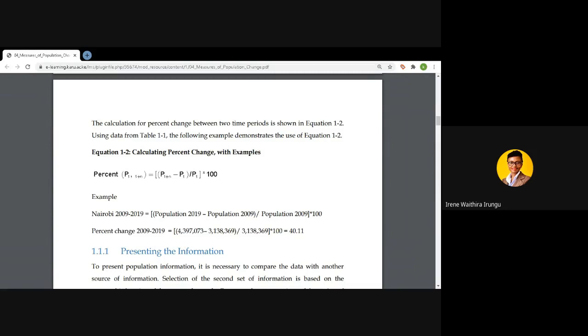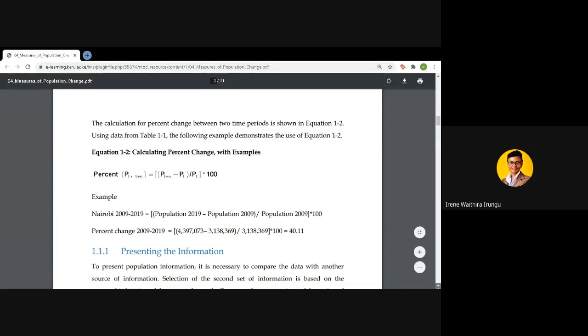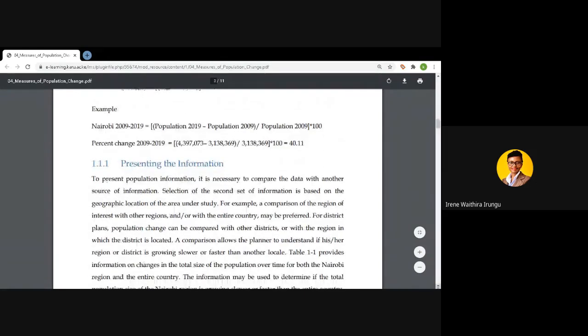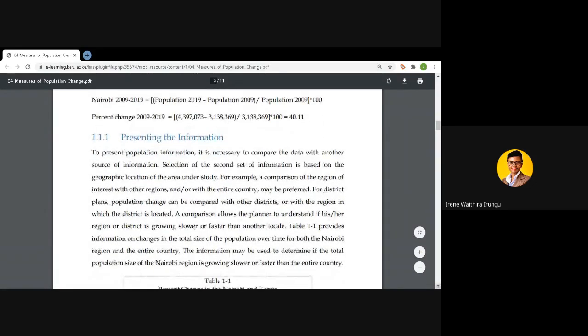So you can see for Nairobi, it is at 40.11%. So there has been a growth in this case in the population in Nairobi by 40.11%. So as it is, it seems like a trivial number or a simple to express number, but from it we can infer quite a lot if we present that information in comparison to what has been the total population change for the entire country.